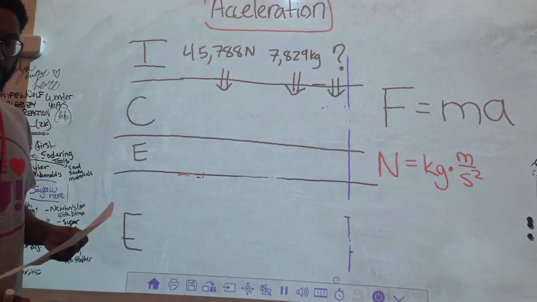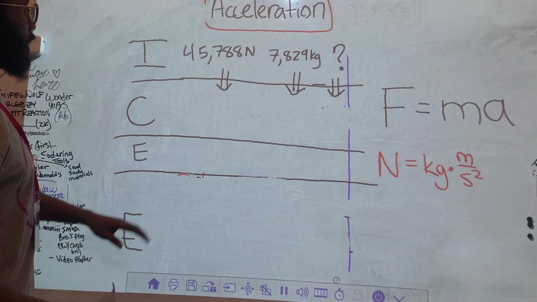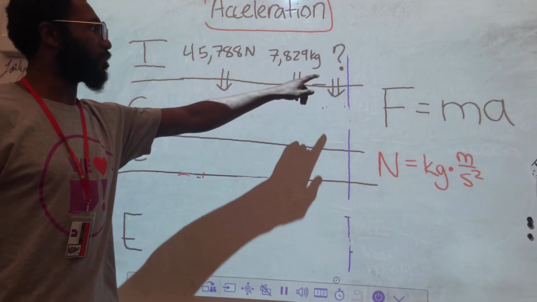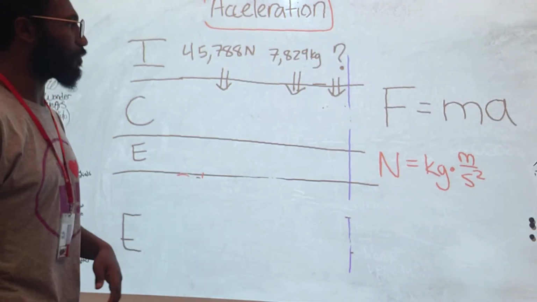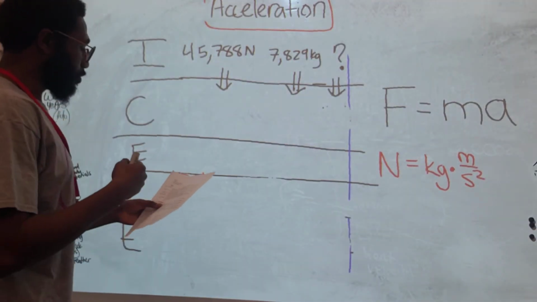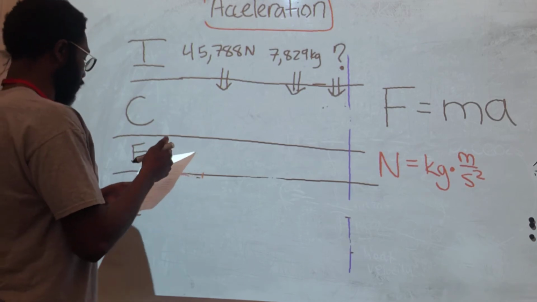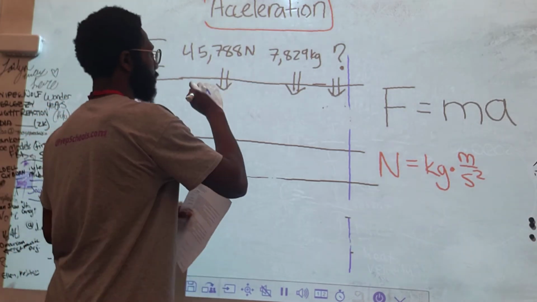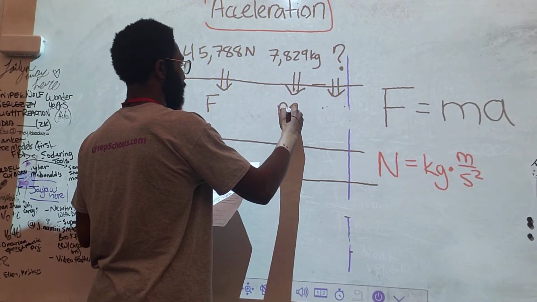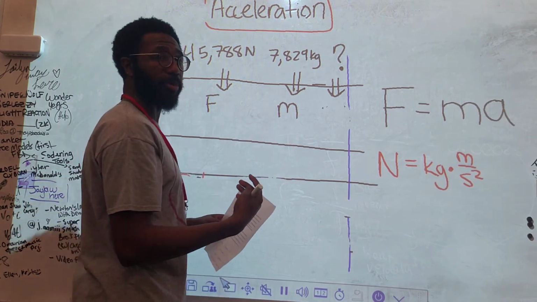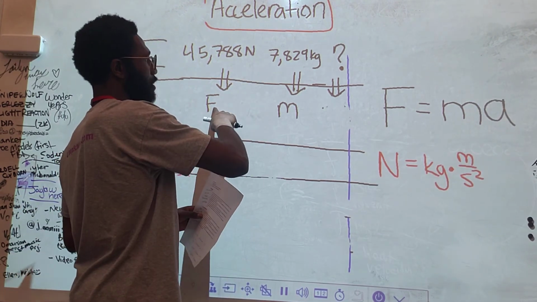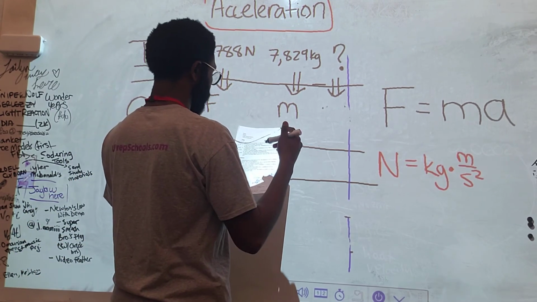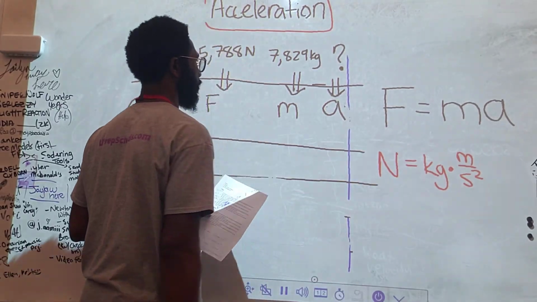Cool. All right, so again, identify step, we just wrote down all our measurements, all the numbers they gave us, and we wrote down a question mark so we know what we're looking for. So we just read the problem closely. It tells us 45,788 newtons is the force of the wrecking ball. It tells us 7,829 kilograms is the mass. Again, we're drawing this directly from the problem. Also, we know that newtons is a unit of force, kilograms is a unit of mass, so that helps. And then it asks us, what is the acceleration of the wrecking ball?